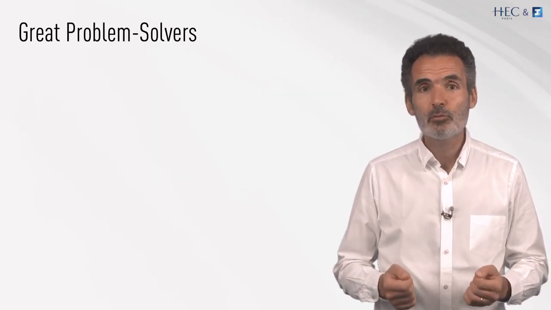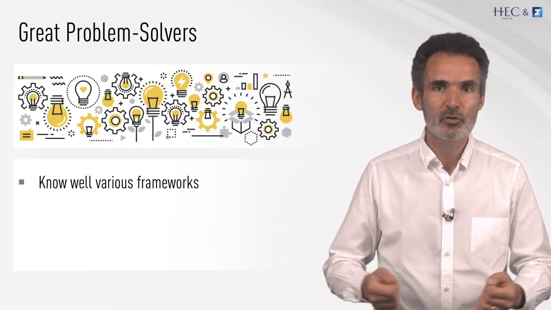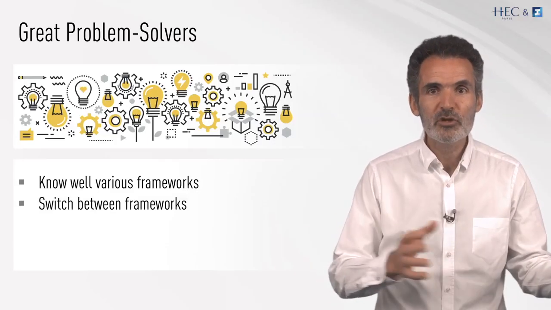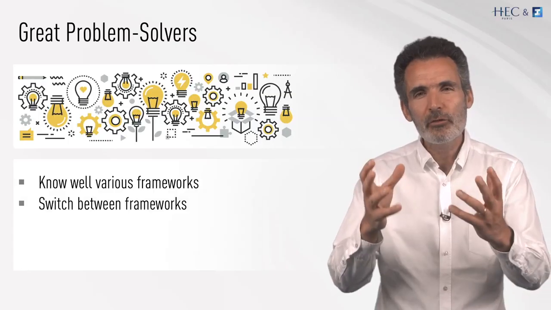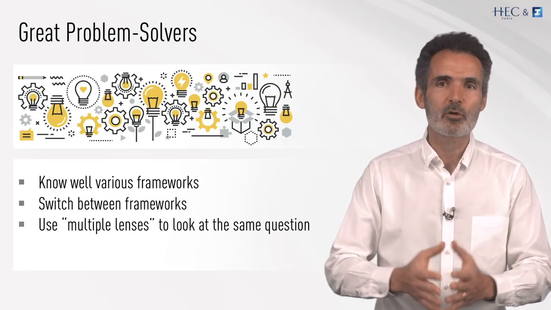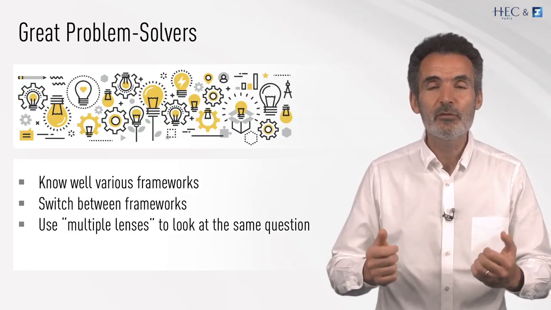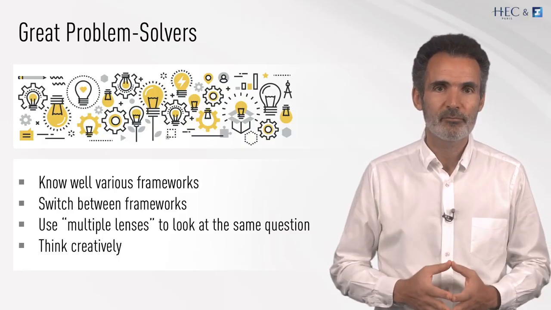Indeed, great problem solvers know a lot of industry frameworks and a lot of functional frameworks. They're able to switch between them and to look at the same question through the multiple lenses of different frameworks. This gives them the ability to look at problems in different, creative ways. Now we know how to structure a problem. In the next 3 videos, we will learn how to solve it, the third S in the 4S approach. Stay tuned.